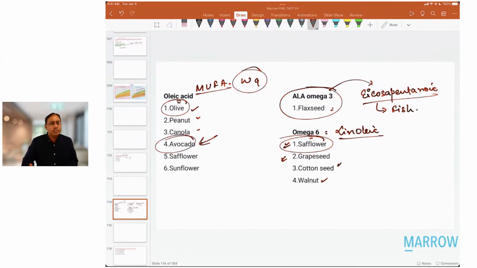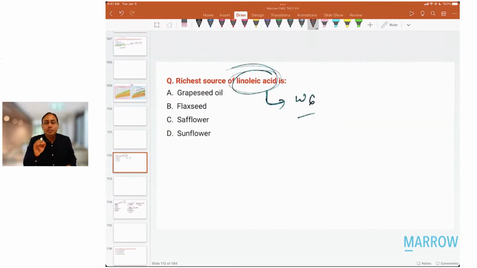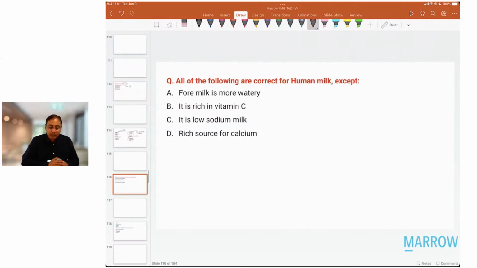So all these questions can be asked. Which is the richest source for omega-9? That is olive oil. And the richest source for linoleic acid? What is the best answer over here? You see safflower, you mark safflower. That is the best answer.